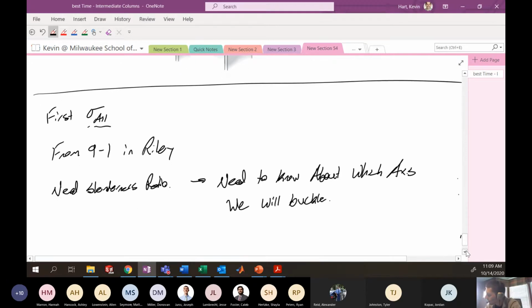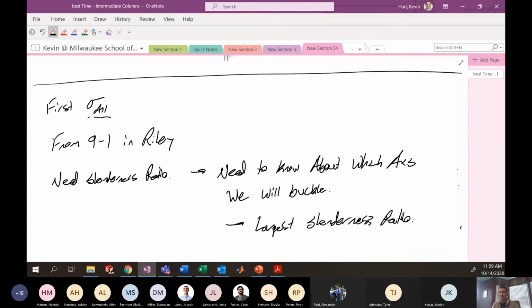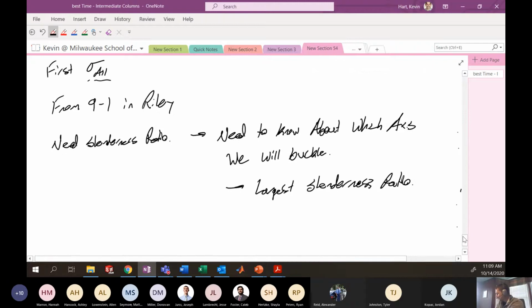Okay? And remember that the axis about which we're going to buckle is the one with the largest slenderness ratio. So if we're looking at the axis for buckling, which is the largest slenderness ratio, then we want to know where the slenderness ratio is maximized. LE on R is max when R is min.